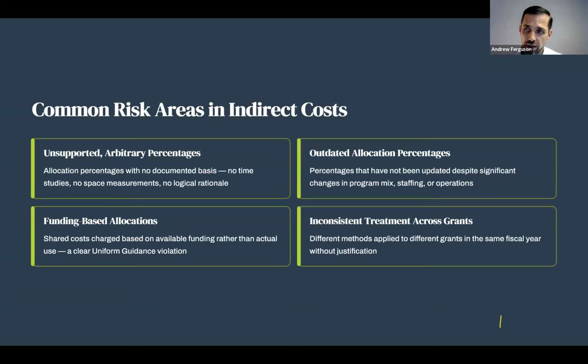Another one, outdated allocation percentages. That's similar to when I was talking about the outdated allocation plans. The percentages have not been updated, even though there's been a change in the programs, change in staffing, change in operations. An organization really should be updating their cost allocation plan, and they should have a schedule of when they update it. From an audit side, we like to see at least once or twice a year. Quarterly is usually the preferred.